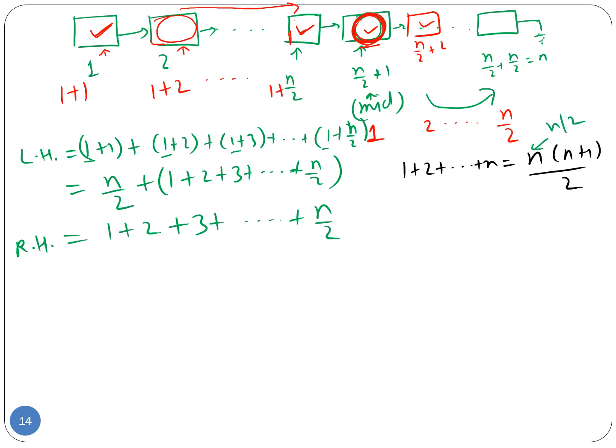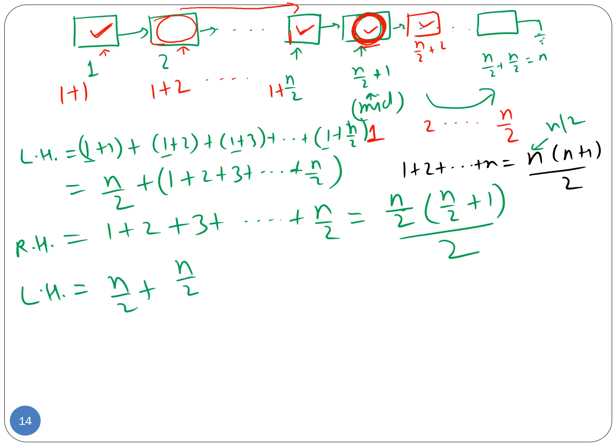So substituting the value of n by 2 here in the series, the sum of the right hand side series would be n by 2 multiplied by n by 2 plus 1 divided by 2, and the sum of the left hand side series would similarly be n by 2 plus n by 2 multiplied by n by 2 plus 1 divided by 2.